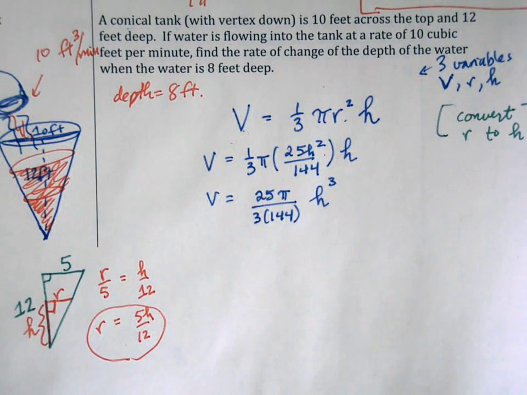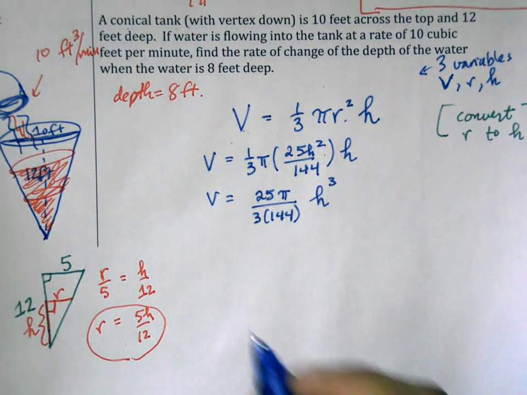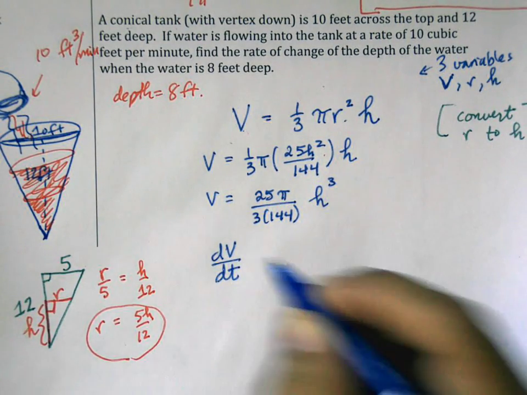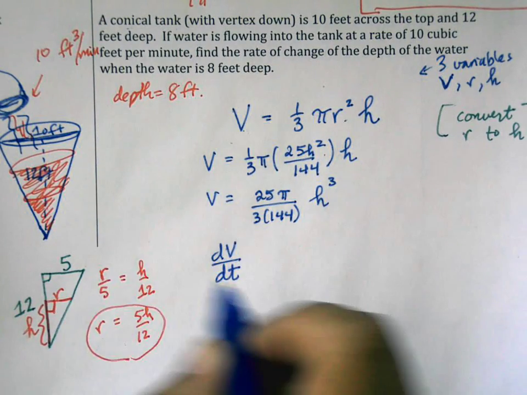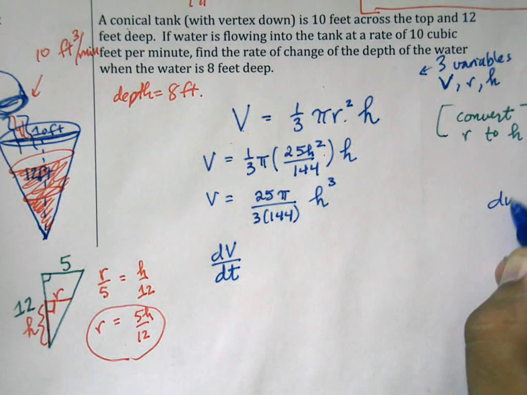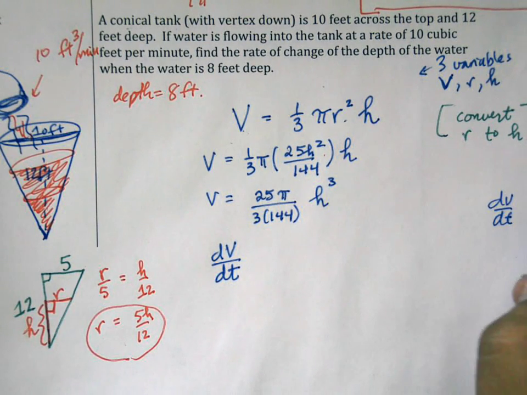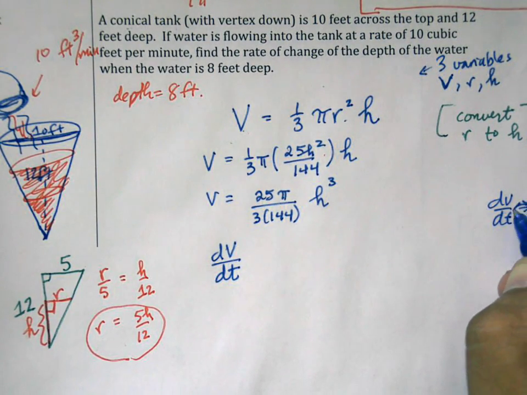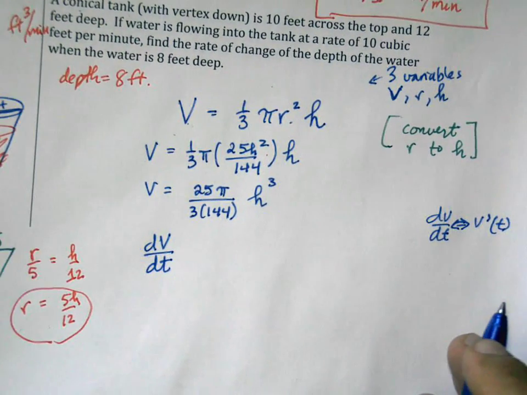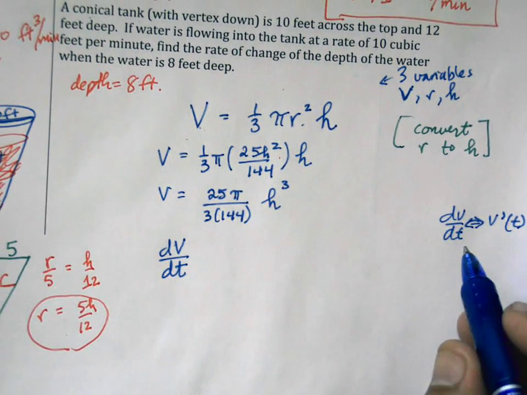Now we can take the derivative of both sides, and I'm going to use a slightly different notation so you get familiarity with it. dV over dt is the equivalent of V prime of t. This is just a different calculus notation.